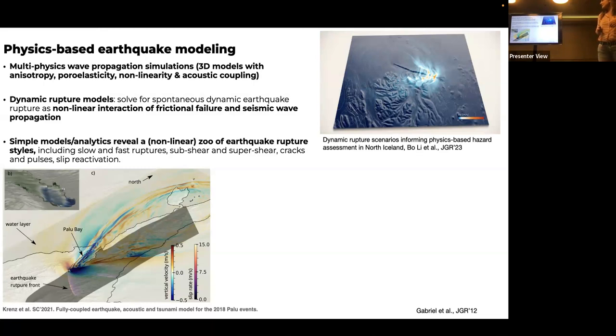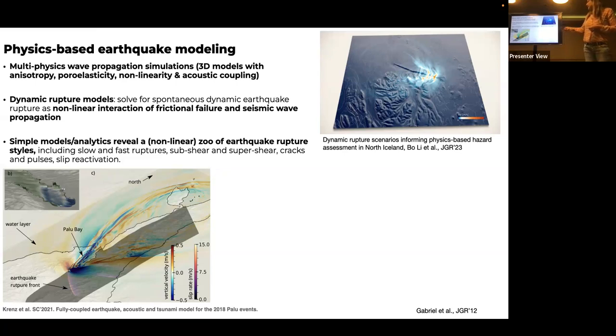And we're also interested in looking at the physics of earthquakes using dynamic rupture models. That means we solve at the same time for spontaneous frictional failure of rocks under pre-stress, which is nonlinear, interacting with the seismic waves that are being generated. And a few examples here.